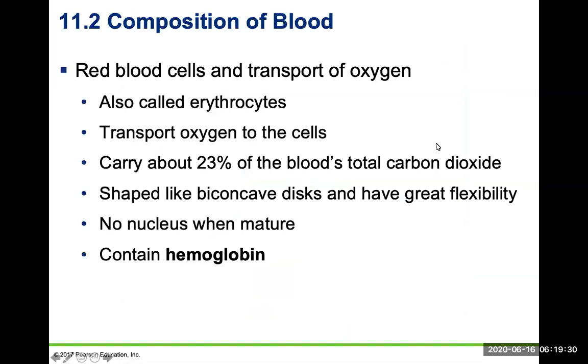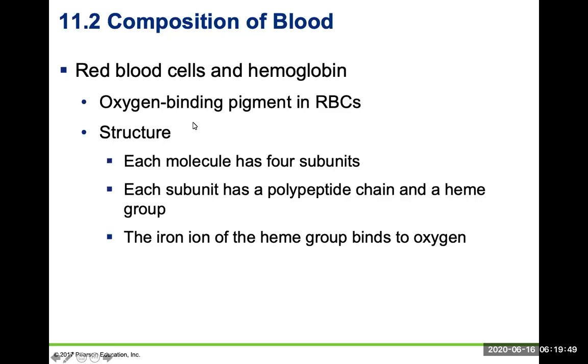Red blood cells transport oxygen. They're called erythrocytes. They're shaped like biconcave discs and have great flexibility. There's no nucleus in them when they're mature, and that's because they're designed specifically to contain as much hemoglobin as possible. And hemoglobin is a protein that transports oxygen. Oxygen binding pigment in the red blood cells gives it its color.